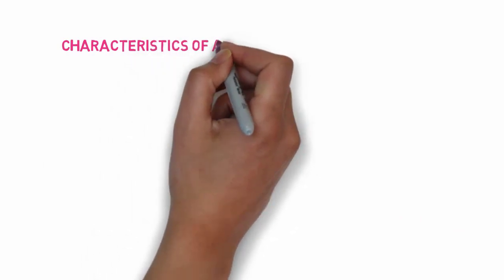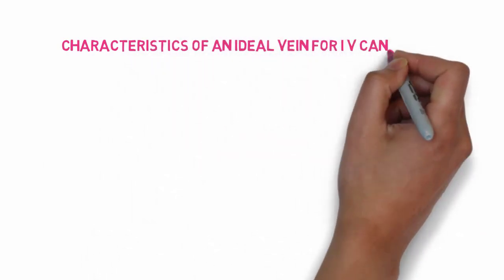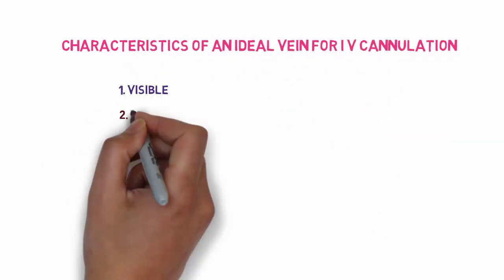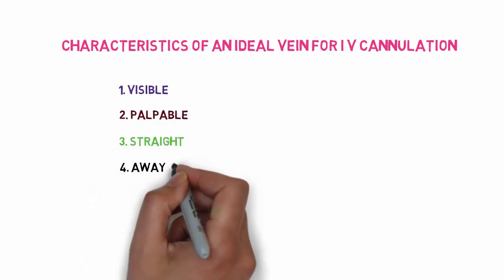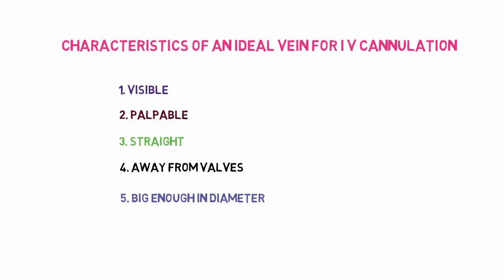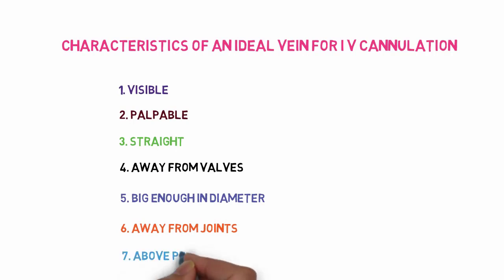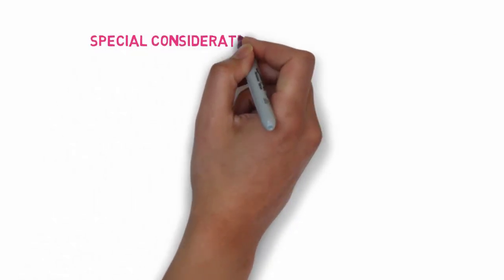What are the characteristics of an ideal vein for IV cannulation? It should be visible, palpable, straight, away from valves, big enough in diameter, away from joints, and above previous puncture sites.